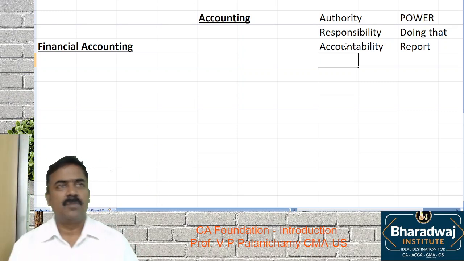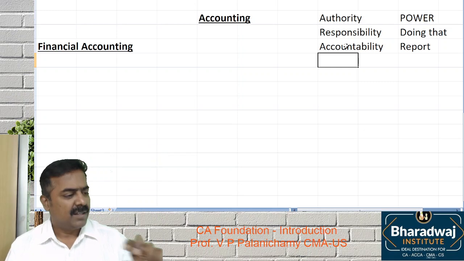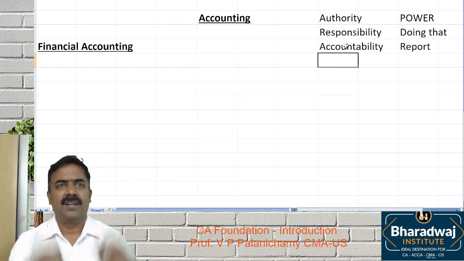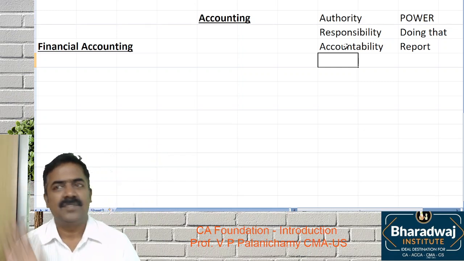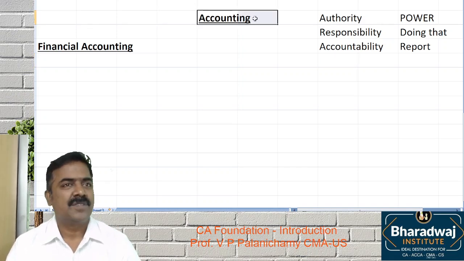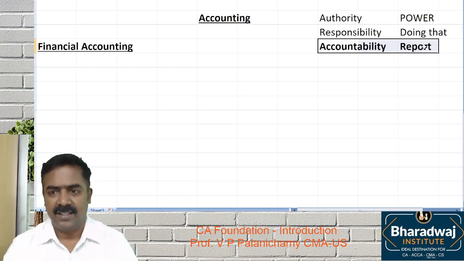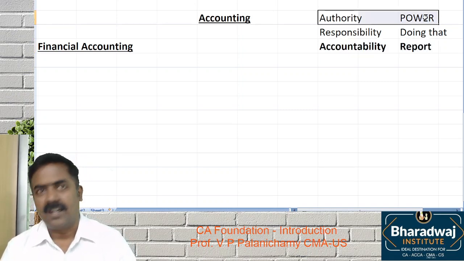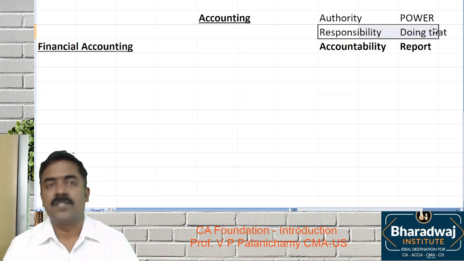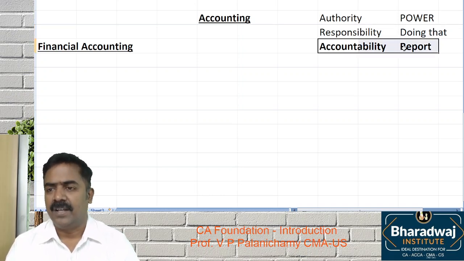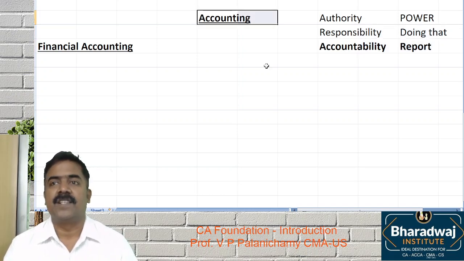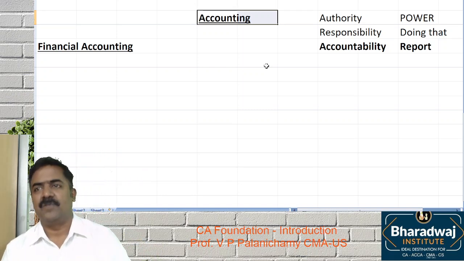Okay, this is the total amount received. This is the total amount spent. There is a surplus money available in my hand. Take the statement. Then go and sleep. Clear? Here is where accounting comes. Accounting comes from which term? Accountability. Clear? There is an authority or power given. There is a responsibility of doing that. Accountability is nothing but preparing a report and submitting. Preparing a report and which one? Submitting.